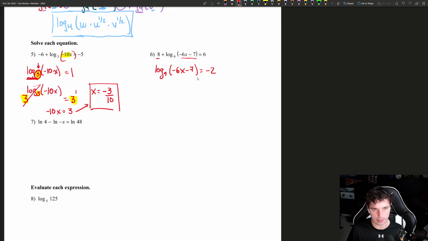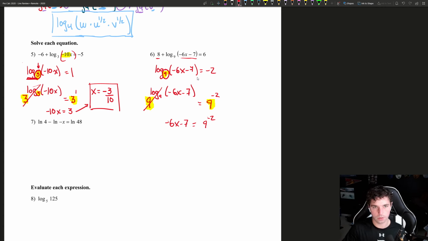And then we need to cancel out that base of 9. So again, we use that base as a base of everything else, as an exponent. That cancels out the log base 9. We get negative 6x minus 7 is equal to... actually, I'm just going to leave this as 9 to the negative 2.